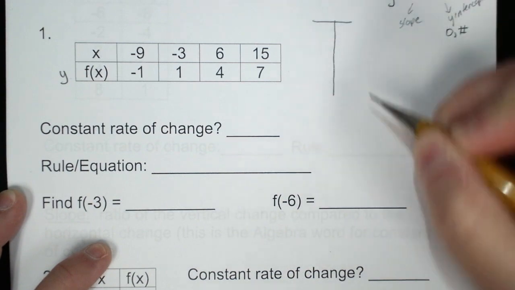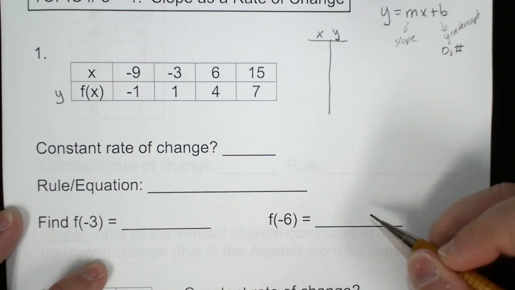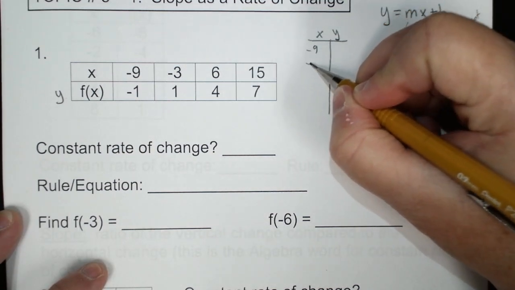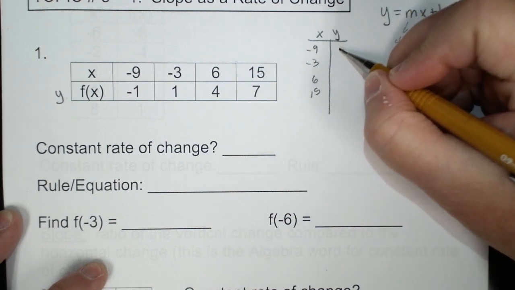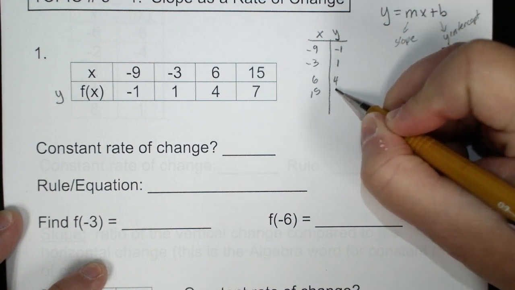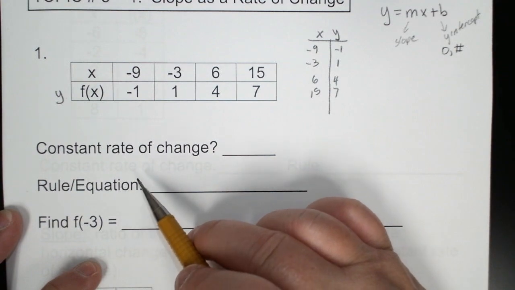Math is not done horizontal. I always do it vertical. To me, it's easier to see. And so I'm going to just rewrite it. -3, 6, 15. -1, 1, 4, 7. And it says constant rate of change.